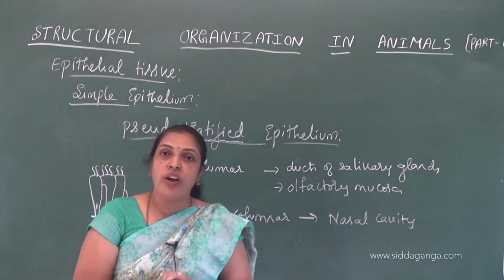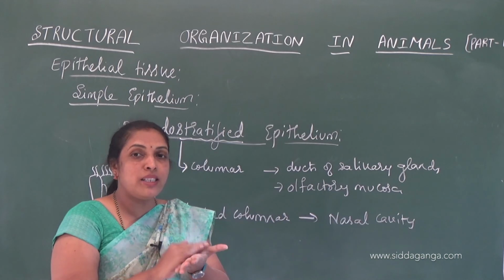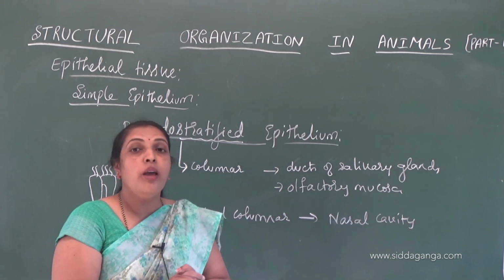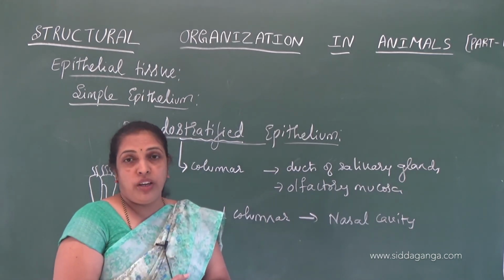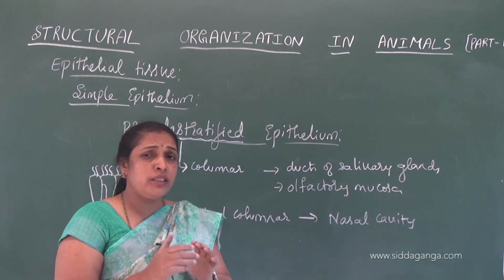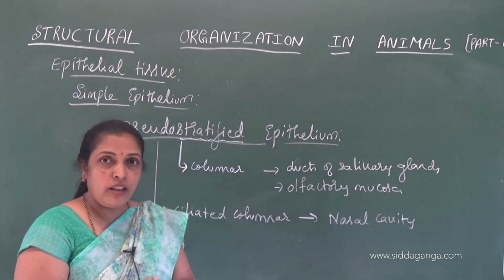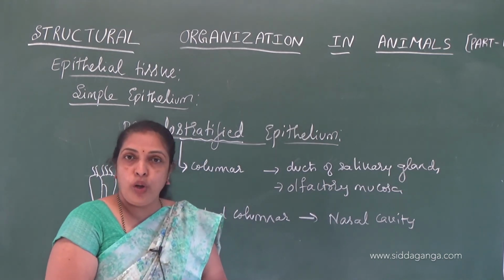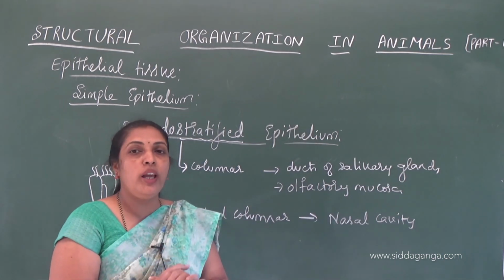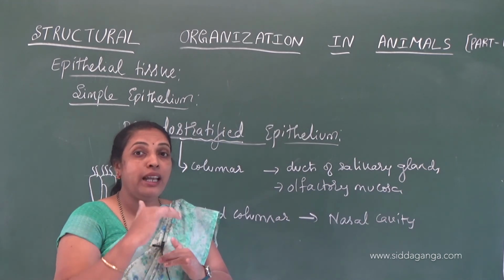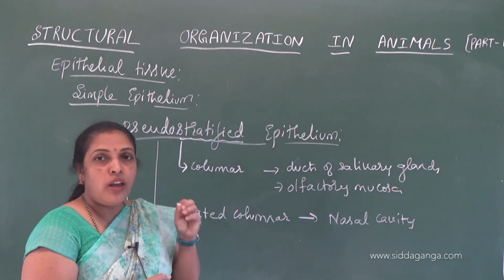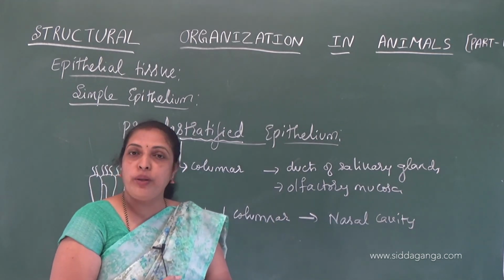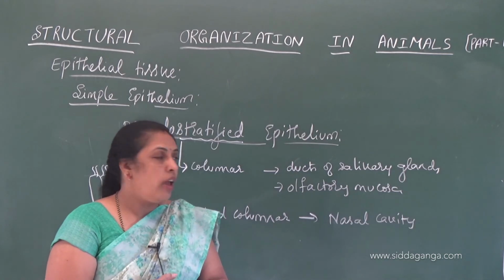Then pseudostratified epithelium. Here the cells are a single layer only which lie on the basement membrane, but the cells vary in their length. The shorter cells will have round nucleus and longer cells will have oval nucleus, and the arrangement of nucleus makes it appear that many layers are present, but actually there is only one layer which lies on the basement membrane. That type of epithelium is called pseudostratified epithelium.